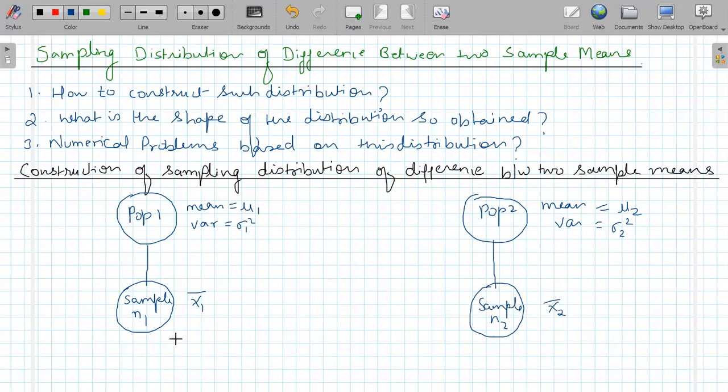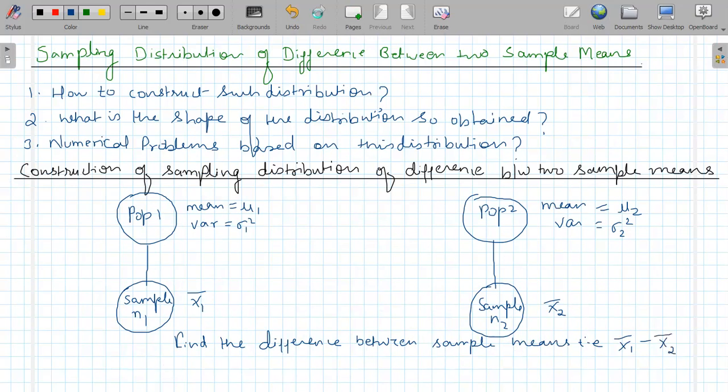Then we find the difference between sample means of these two samples, that is x1 bar minus x2 bar.